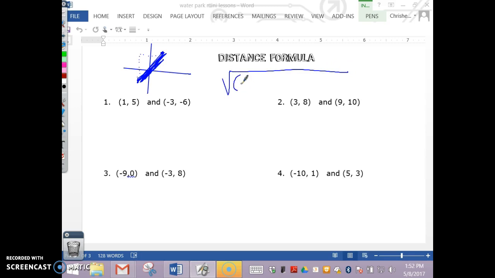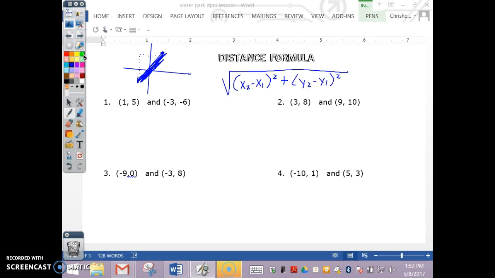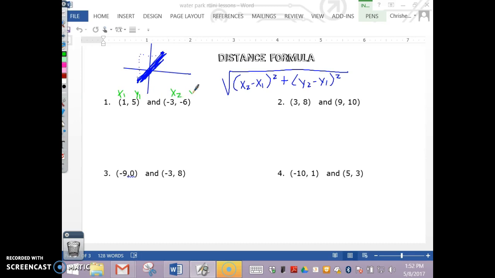Distance formula, you take the x's, you subtract them. You take the y's, you subtract them. You square, you add together, and you square root. So we'll go nice and slow, step by step. x1, y1, x2, y2. Okay, first, take the x's, subtract them. So I have negative 3 minus 1, and I'm going to square that. Then I have my y's, negative 6 minus 5, and I'm going to square that. I add those together, and I square root.